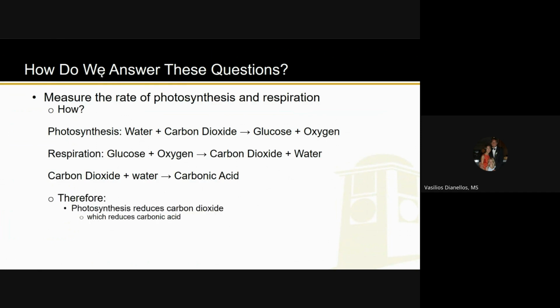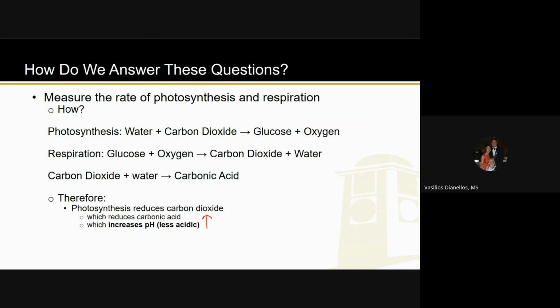Anyway, like we said, photosynthesis uses carbon dioxide. So we're reducing the amount of carbon dioxide in the solution. Therefore, we're going to be reducing the amount of carbonic acid in the solution. Therefore, the pH is going to go up, right? So when we are doing these experiments, and I'm going to explain how we're going to do the pH, but for now, just know that when we're doing these experiments, if we find the pH going up, that means photosynthesis is happening.